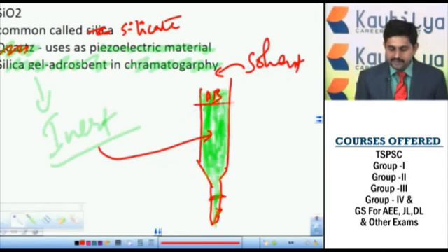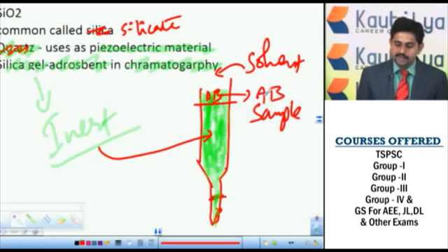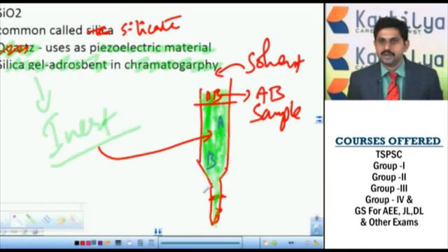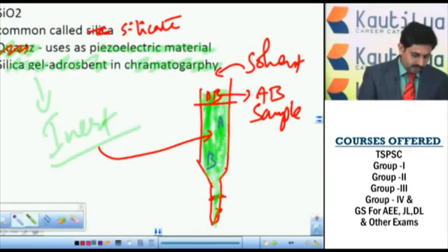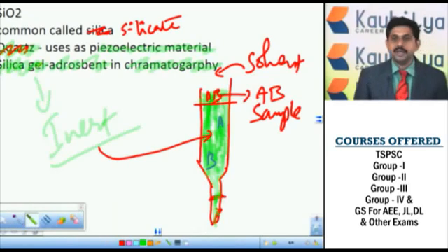Now I am going to separate my sample called AB, right? This is my sample; I want to separate A from B. After that I am adding some solvent. What will happen? Depending upon the adsorption coefficient, A may come up to here, B may be here. B can be separated first, because it has less adsorption capacity. If it has more adsorption capacity, it will not move very fast. So the one with less adsorption capacity will migrate very fast and can be separated by the process called adsorption chromatography. So silica gel here provides an inert medium, right?